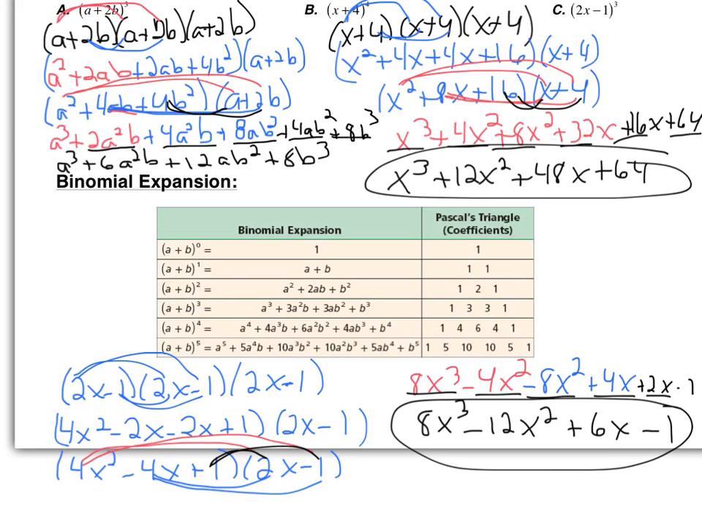And this is the end of the first half of multiplying polynomials. The next video will contain how to use Pascal's triangle and the binomial expansion.